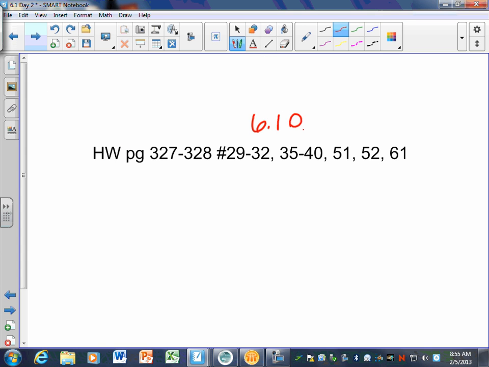This is 6-1 day 2. I really do have an assignment sheet for you today. 29 through 32. Let's look at those really quick. 29 through 32. Those are make a slope field, and they give you what they want you to do. Like it's from -1 to 1 on the x-axis and from -1 to 2 on the y-axis. So those are the only points you have to make.